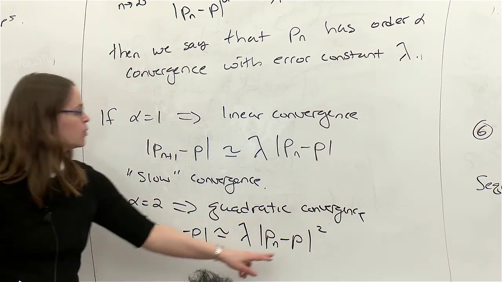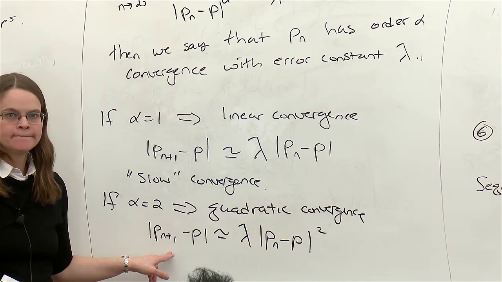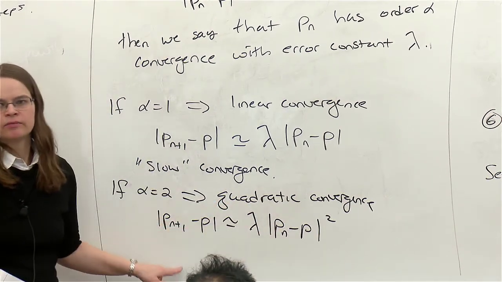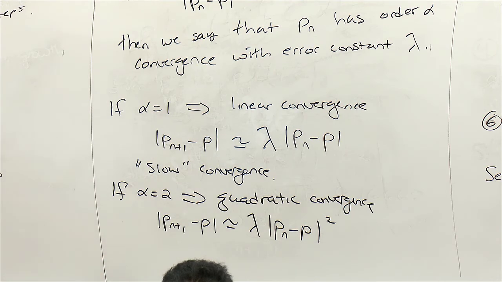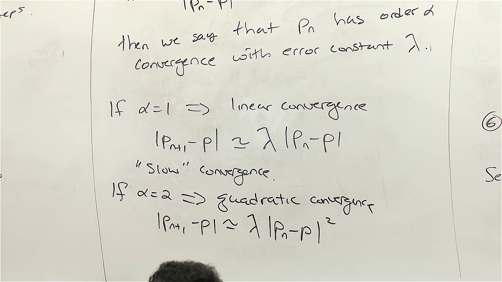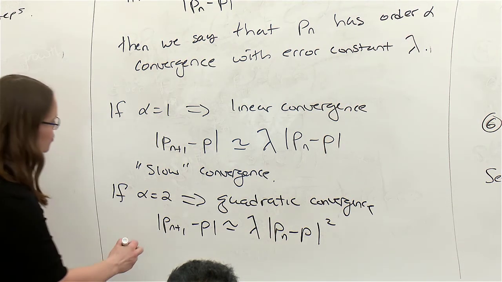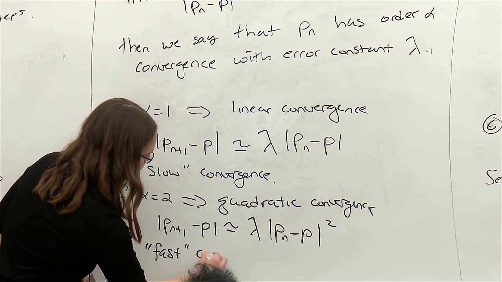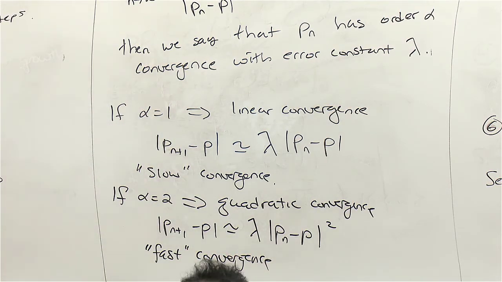So maybe we started with 0.1. Now our new error is 0.01, 10 to the minus 2. Then we square it again, and after the next step, we have error like 10 to the minus 4. We're basically doubling the number of significant figures with each step. And that's good. That means each step is actually giving us a substantial improvement on our accuracy. So this we'll call fast convergence. And this is what Newton's method does, and we'll see that in a little bit.